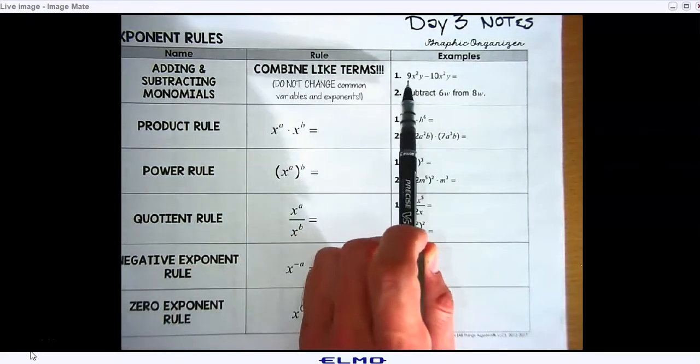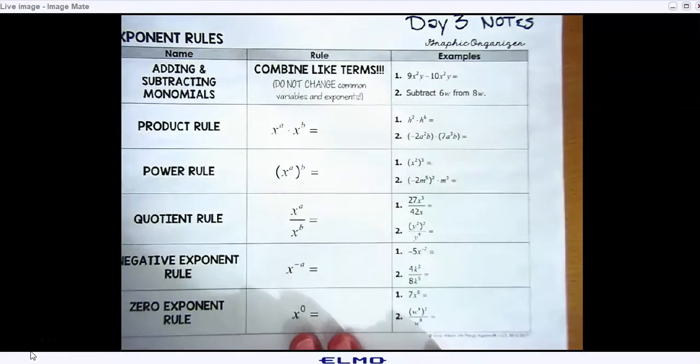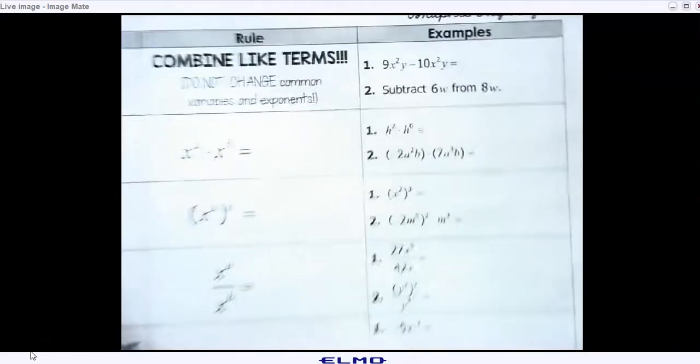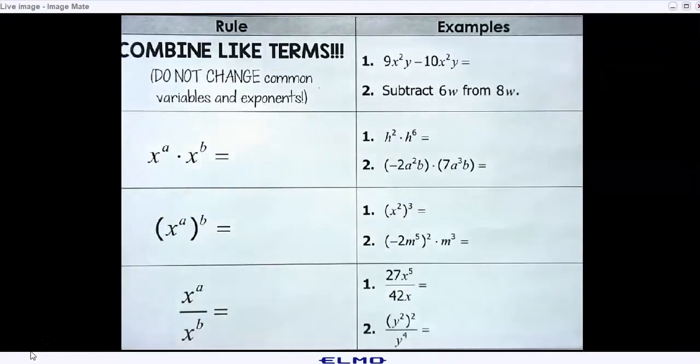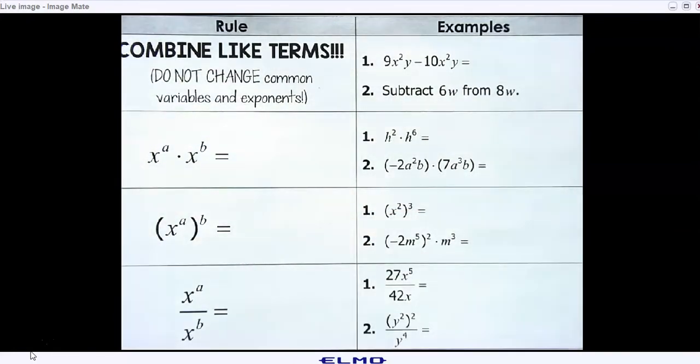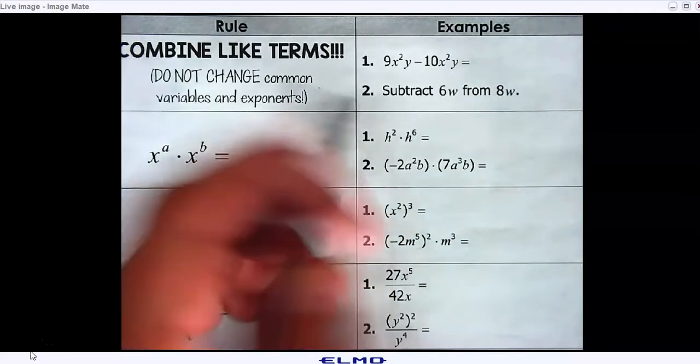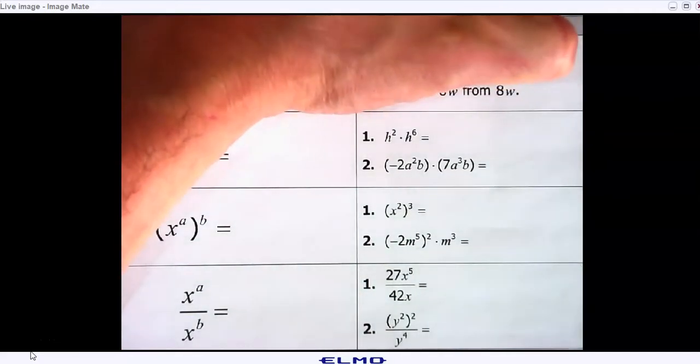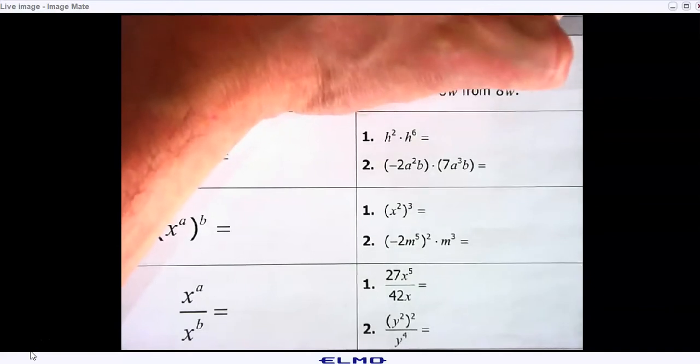For example, we have 9x squared y. Actually, let me zoom in there a bit. There we go. We have 9x squared y minus 10x squared y. Think of x squared y as the last name. All we're doing is counting how many of these x squared y's we have. 9 minus 10 would give us negative 1 x squared y.